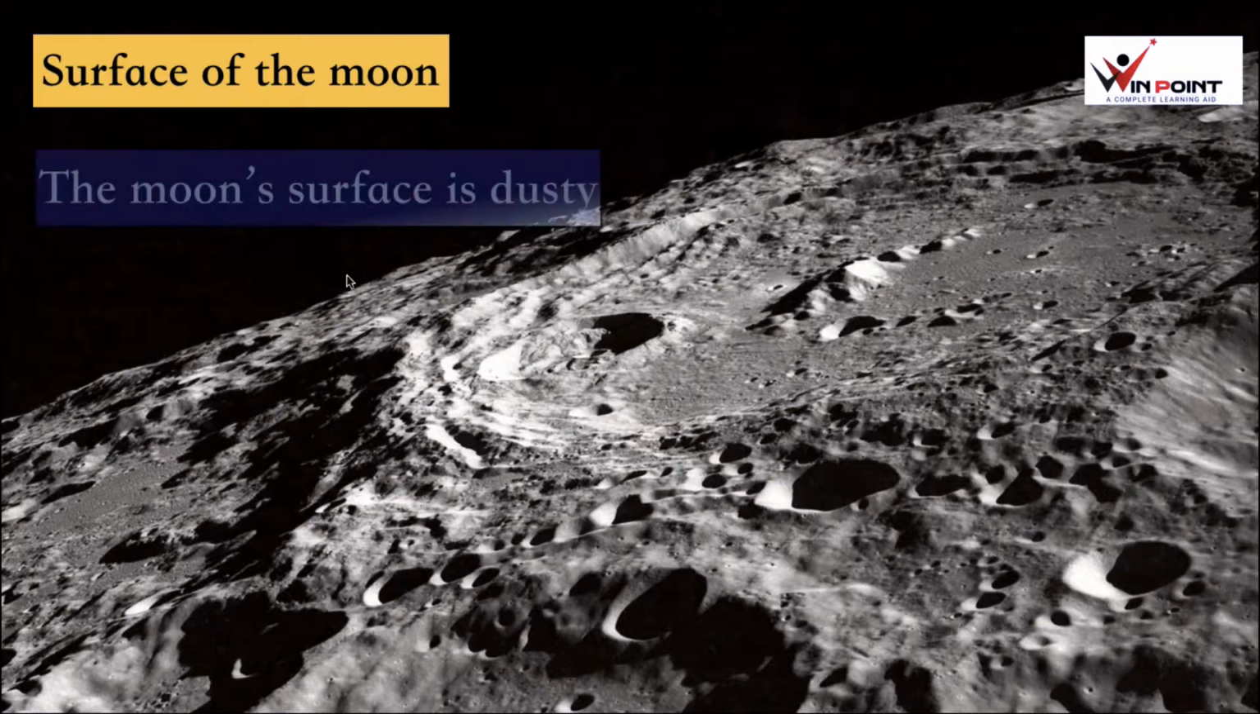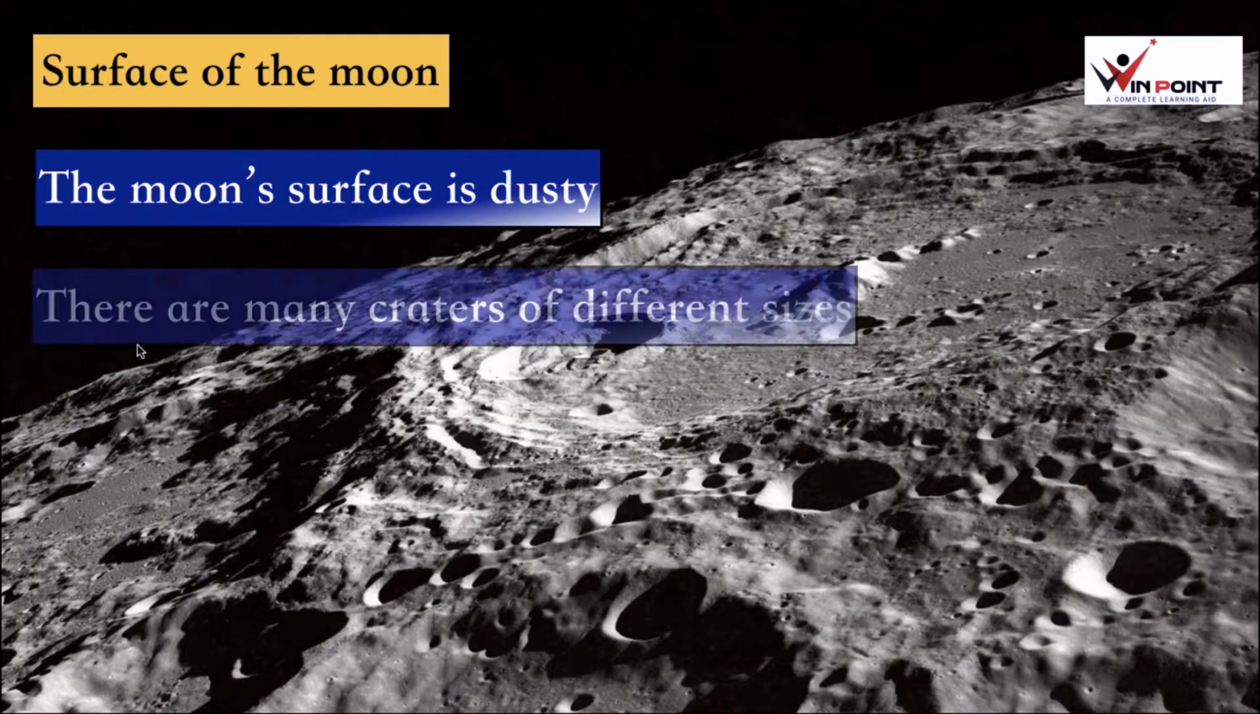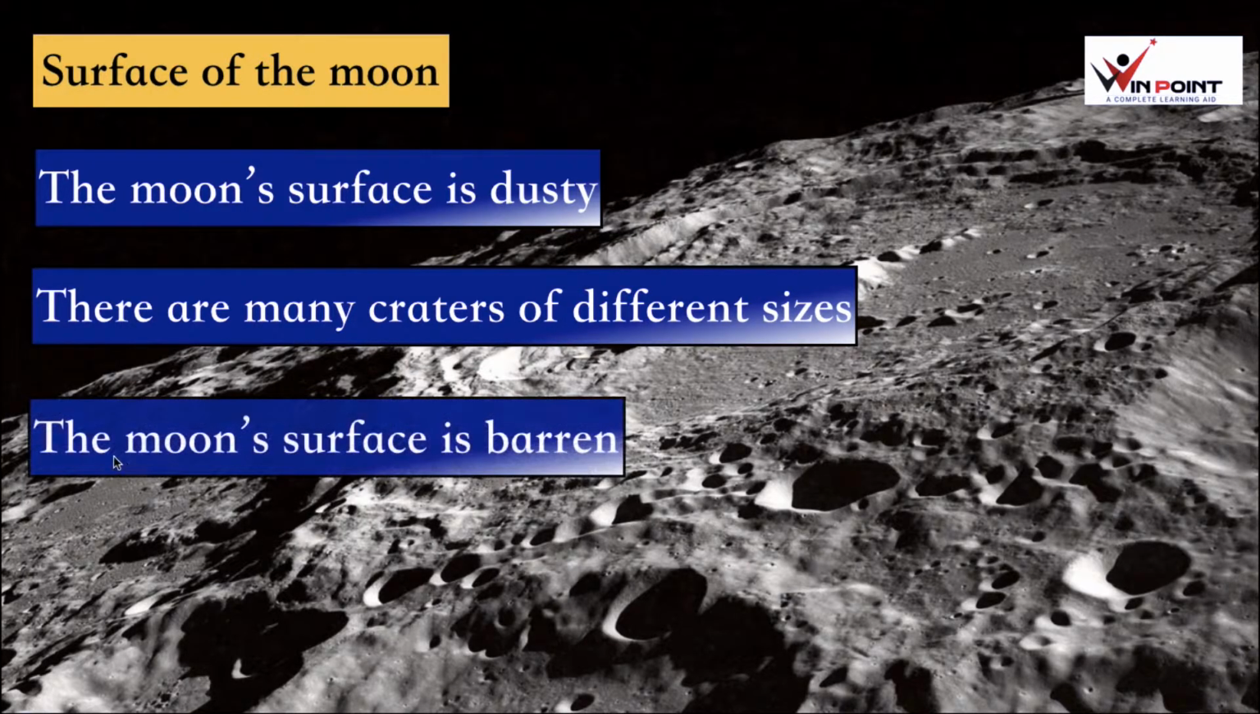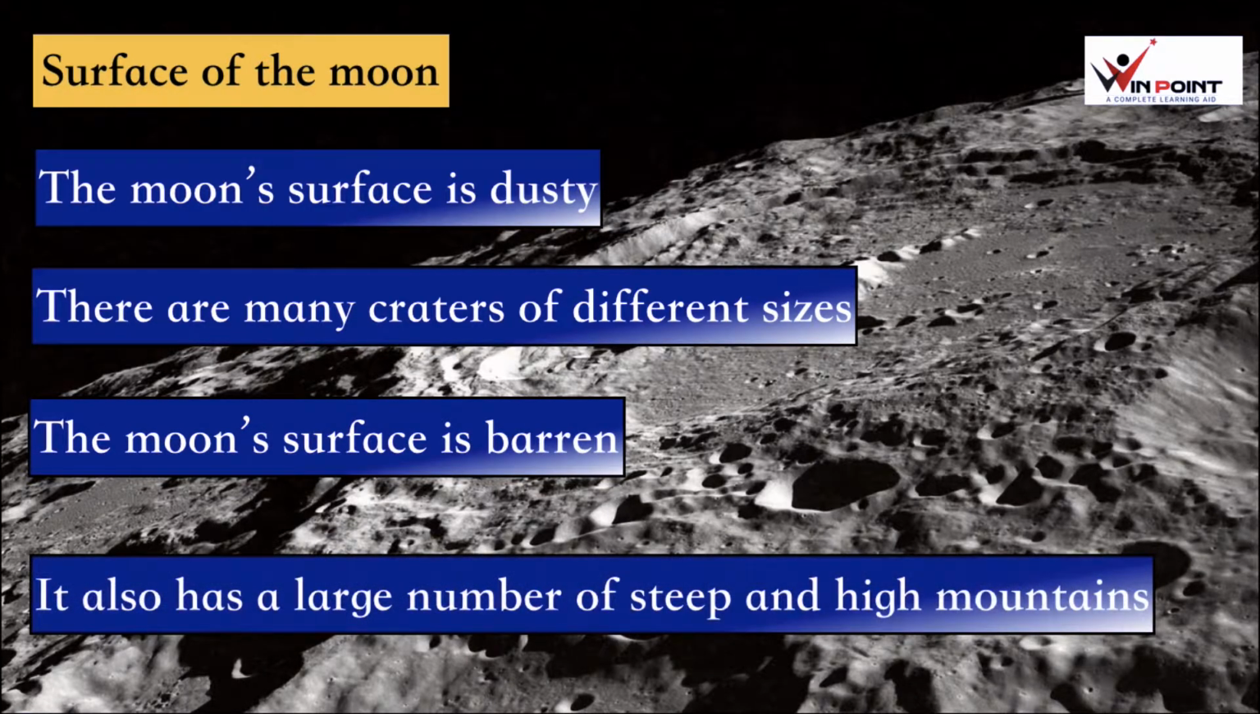Surface of the moon. The moon's surface is dusty. There are many craters of different sizes. These cavities are known as craters. The moon's surface is barren. Barren means not usable. It also has a large number of steep and high mountains.